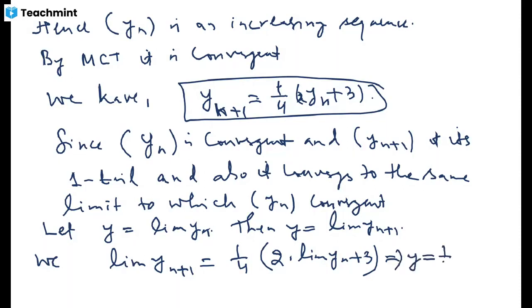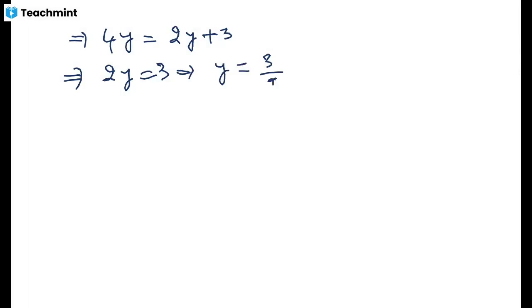This gives us an equation which is being satisfied by y. It is y equals 1 by 4 times 2y plus 3, and what it gives us is that 4 times y equals 2y plus 3. If I take 2y to the left hand side, I will have 2y equals 3, and from here I get the value of the limit of the sequence yn.